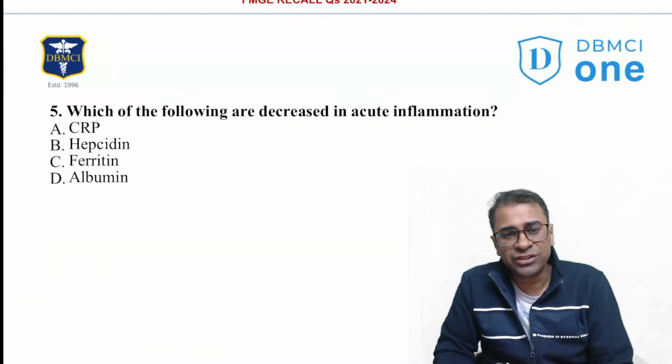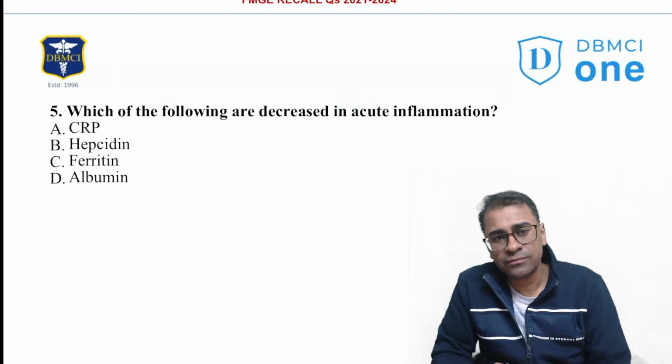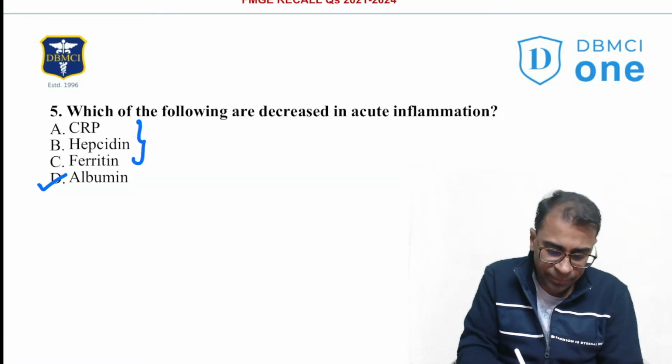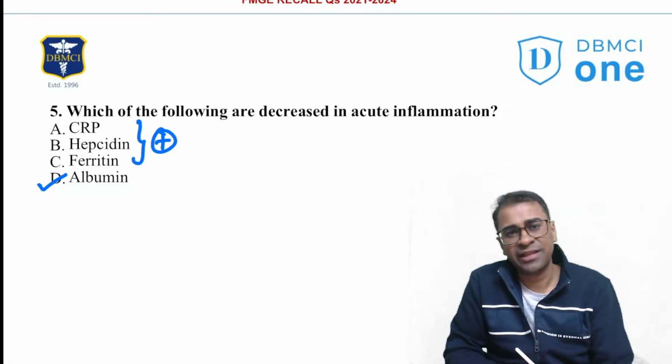The following is decreased in acute inflammation. Answer is albumin. Okay, these all are positive acute phase reactants. Albumin is a negative acute phase reactant.